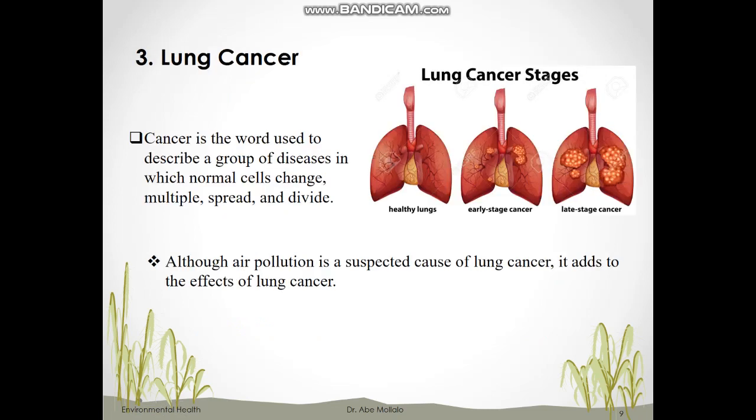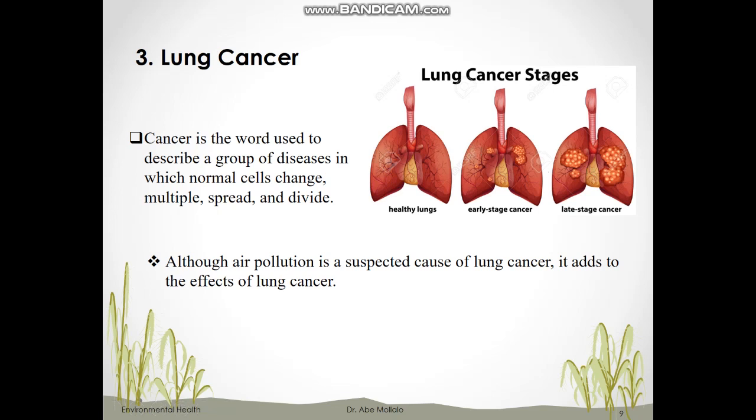Lung cancer is another health effect associated with air pollution. First, let's see what cancer is. So when cells in the human body die, they are normally replaced by new cells. That's the normal situation. Okay, but cancer cells don't die. They divide and grow out of control, and they form tumors, and they spread to other organs through the bloodstream. So in lung cancer, the cells divide and grow in the lungs and form tumors like this and this.